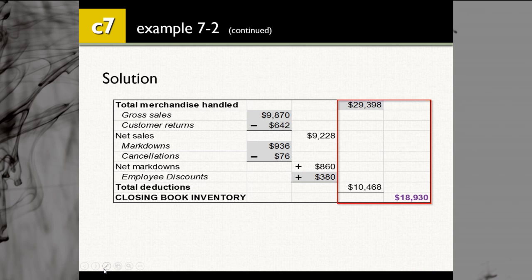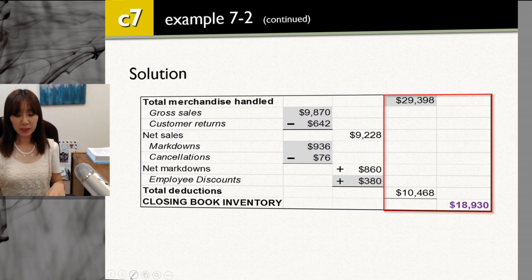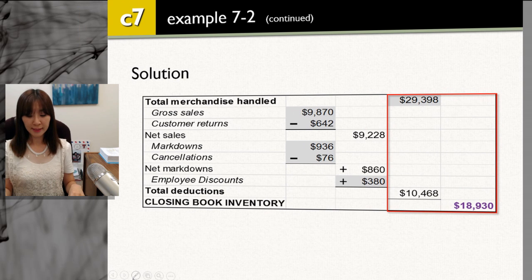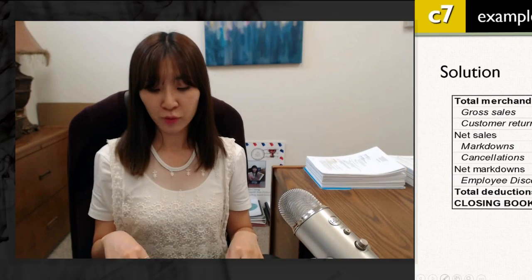So now you know how to calculate total merchandise handle and your total deduction, and also how to calculate your book inventory based on this information. So you now have the concept of inventory, which is also called stock. We'll continue to talk about inventory next time, including more about shortages and other valuation methods for inventory. So that's it for chapter 7 part 1, and I will see you next time to talk more about inventory.